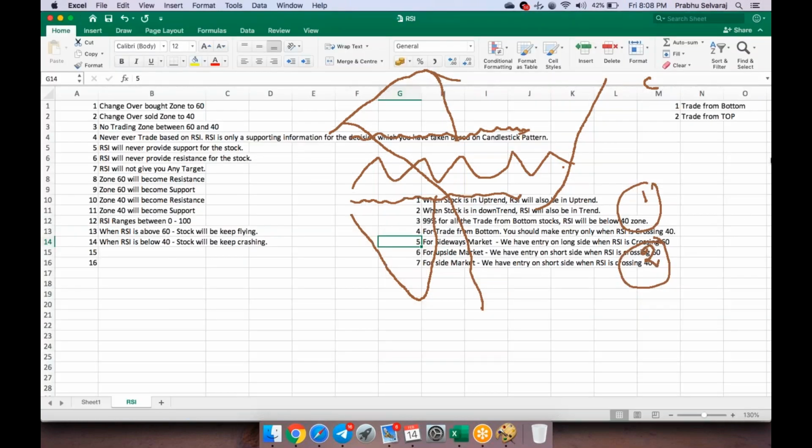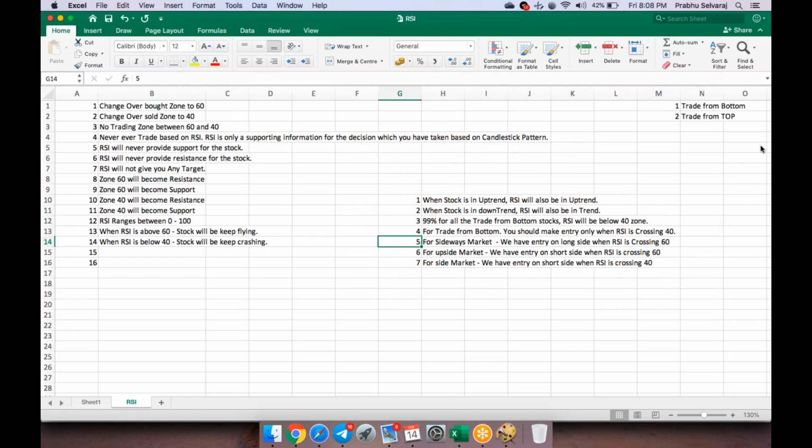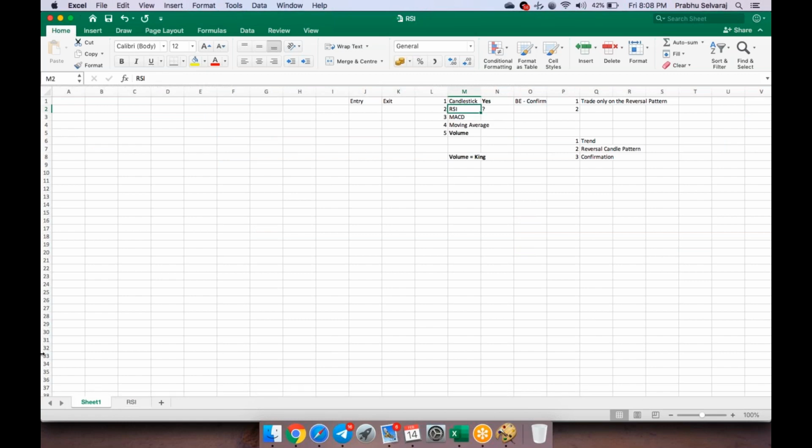Now we have learned to make an entry based on candlestick pattern and RSI. Then you have to go and discuss with MACD: can I enter? Then you should check with the moving average: can I enter? Then with volumes. Then only your stock will become the right pick. If any of these five bosses says no entry, do not make an entry. That will lead to a stop loss.